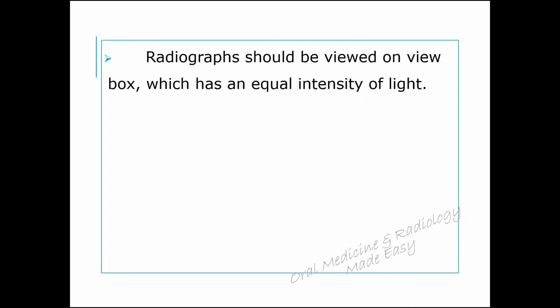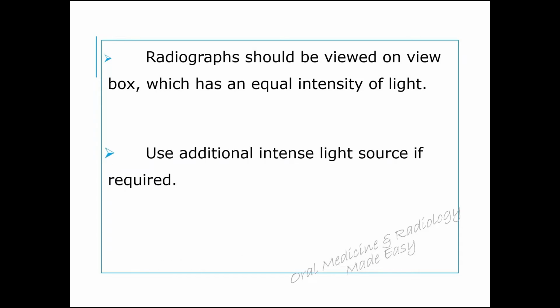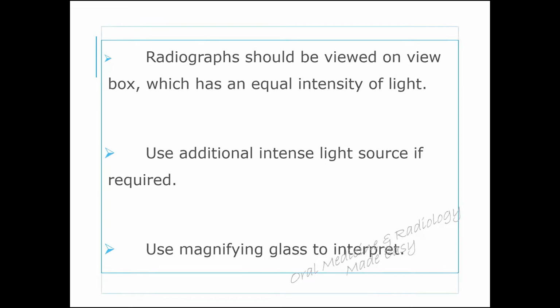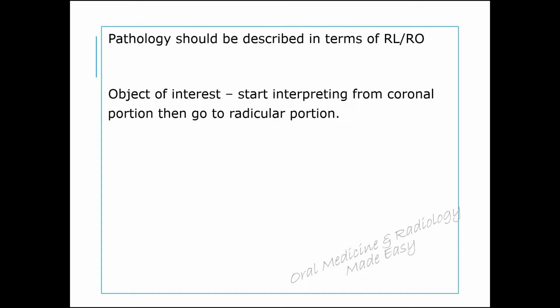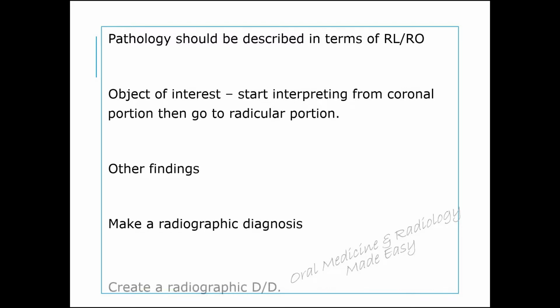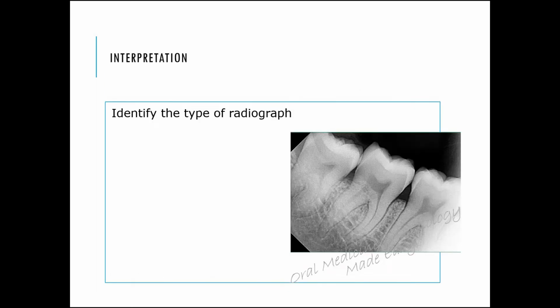So, radiographs should be viewed on a view box which has equal intensity of light. If necessary, use additional intense light. And also, it's better to use a magnifying glass to interpret IOPA radiograph. Pathology in the radiograph should be described in terms of radiolucency and radio opacity. And in the object of interest, start interpreting from the coronal portion and then go to the radicular portion. Also, look at the other findings that are seen in the radiograph, make a radiographic diagnosis and then a radiographic differential diagnosis.